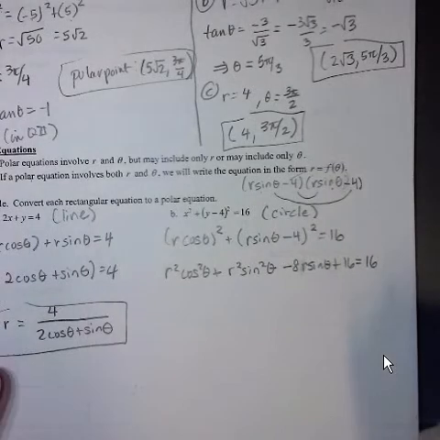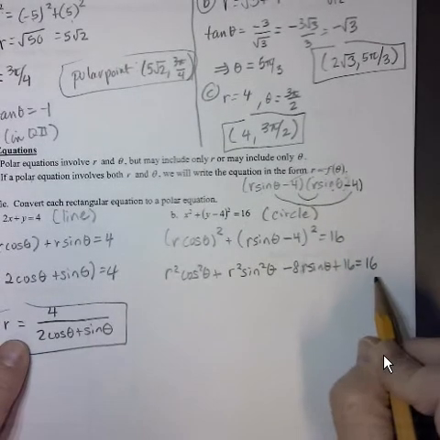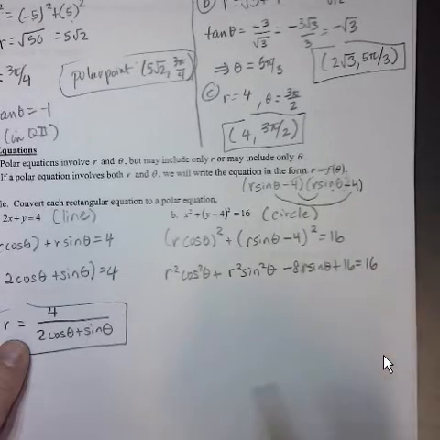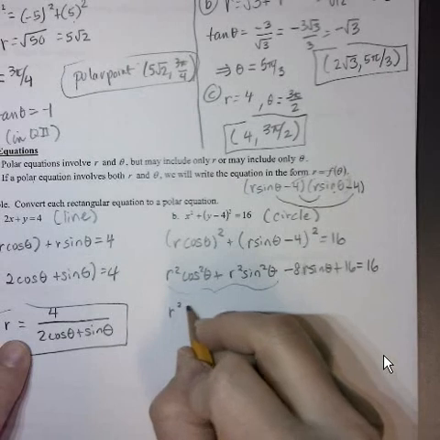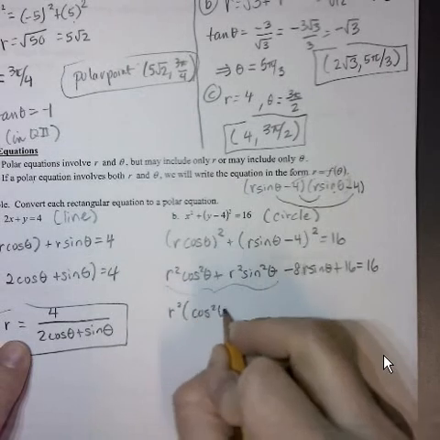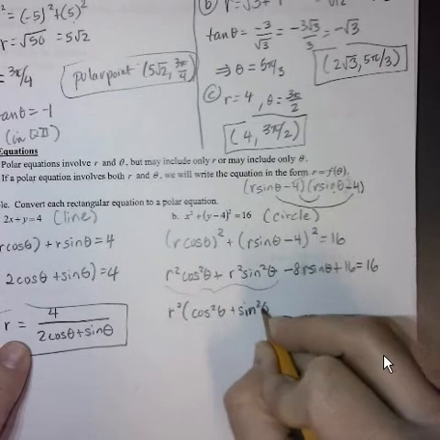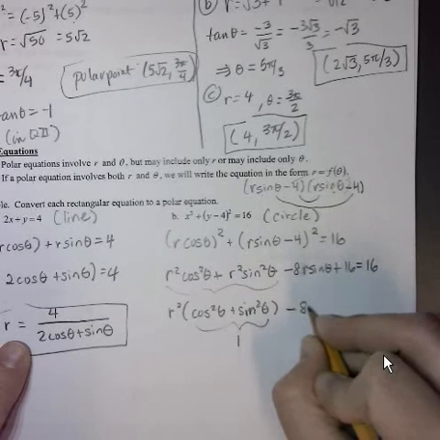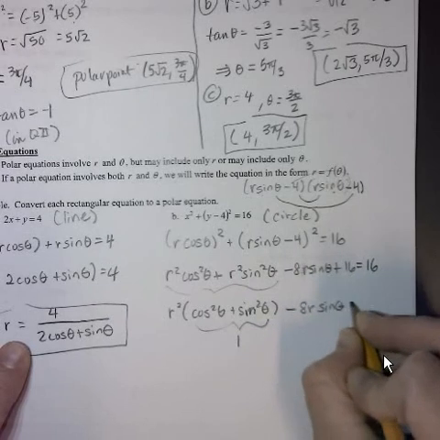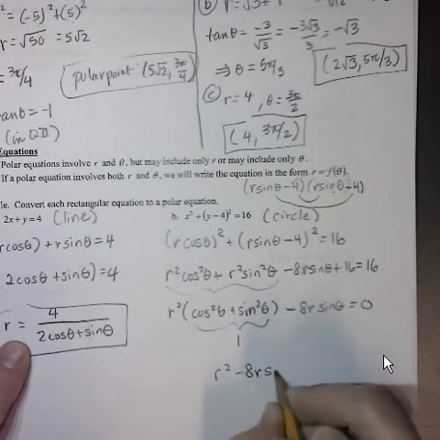Okay, so notice the 16 and the 16 here. We could subtract those and they cancel. And this part right here, we can simplify using the Pythagorean identity. If we factor the r squared out, cosine squared theta plus sine squared theta is 1. So I'm going to make that replacement. So now I'm down to r squared minus 8r sine theta equals 0.